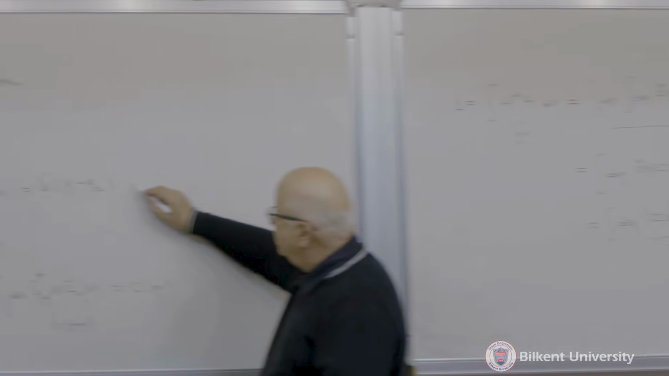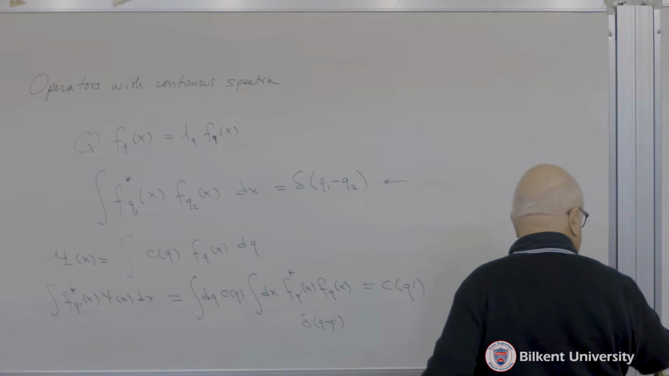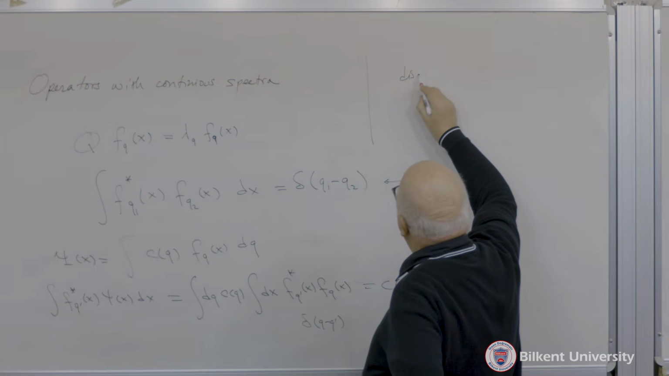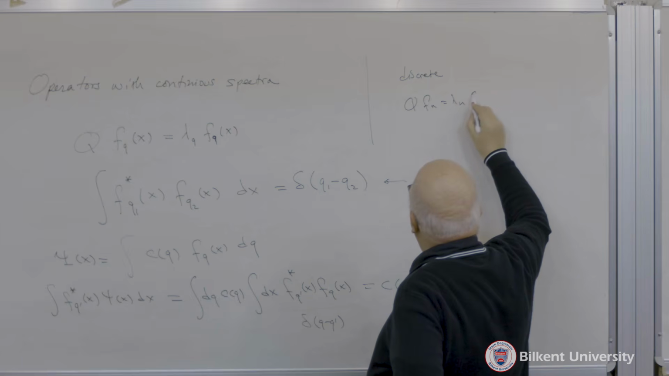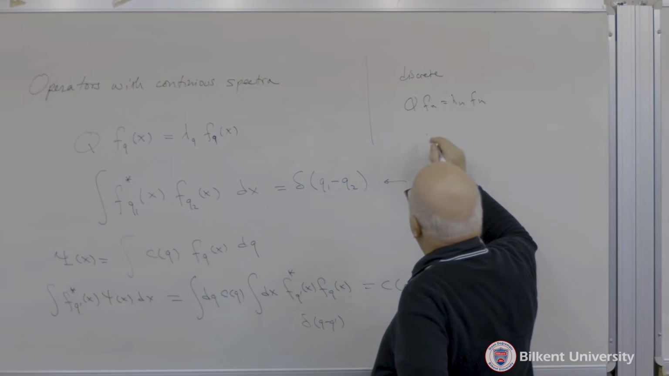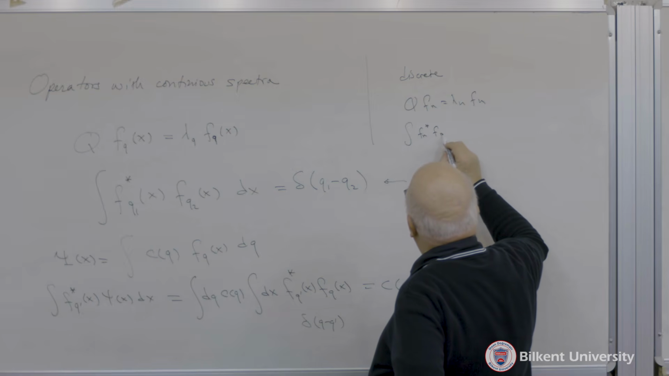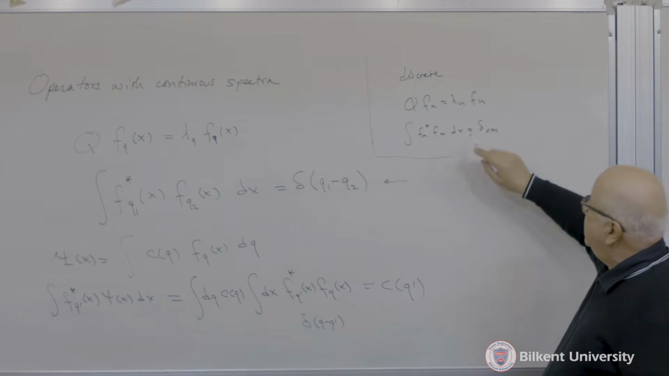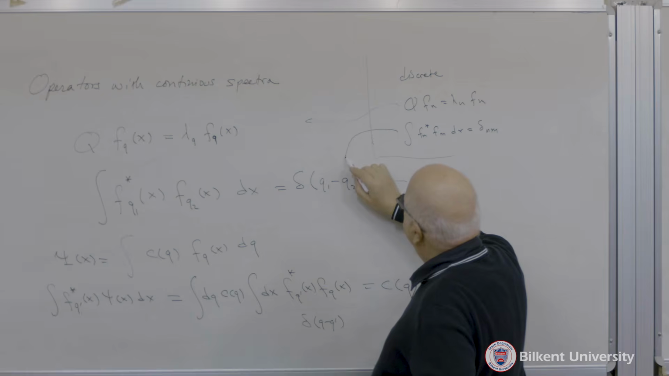This one? Okay, no, this is the normalization. If I had, remember that, I may have erased it, but for the case of discrete spectra, I have Q f_n equals lambda_n f_n, and the normalization condition was the integral of f_n star f_m dx is delta_nm. So we have these for discrete spectra. For continuous spectra, this goes to that, this goes to that.